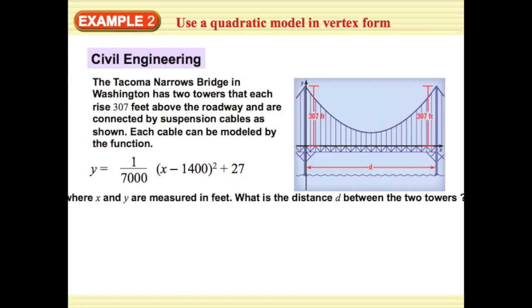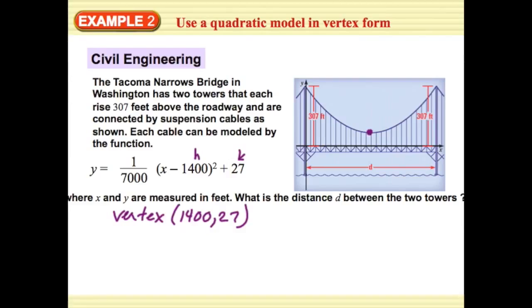So this problem is actually not that complicated. I know that this distance thing might seem strange, but what point would give us some key information here? It's actually the vertex. So my vertex here is (1400, 27), right? Because it's just h and k. And when I think about that vertex, the vertex is the center point of the suspension bridge, right? So it's actually right here in the middle.